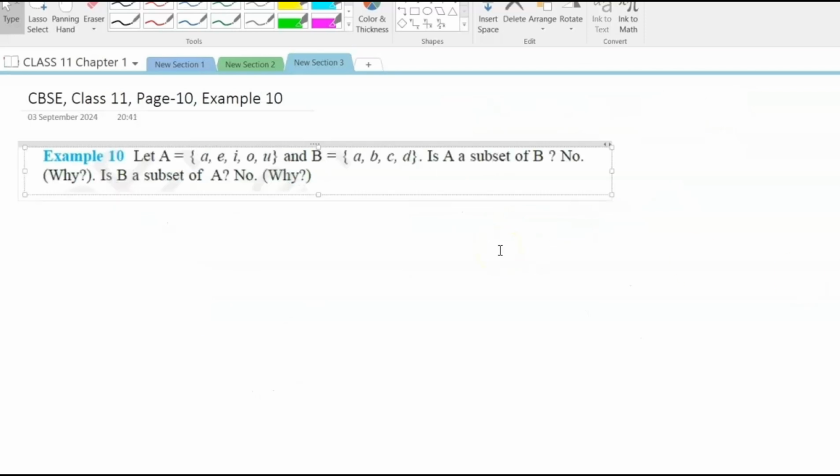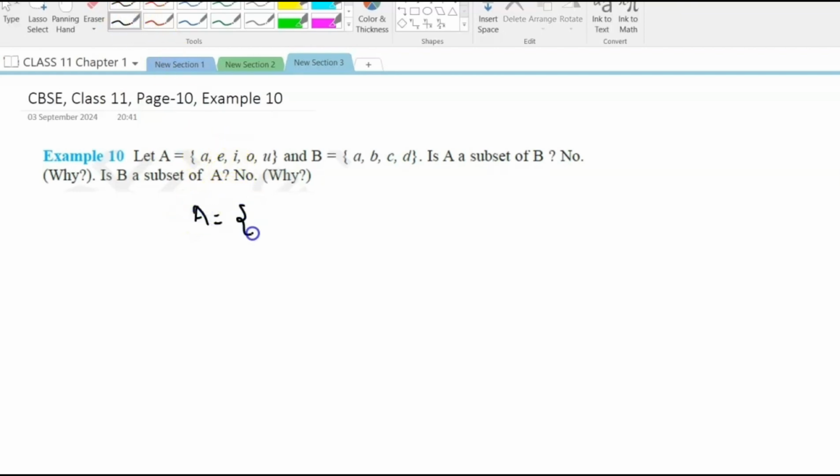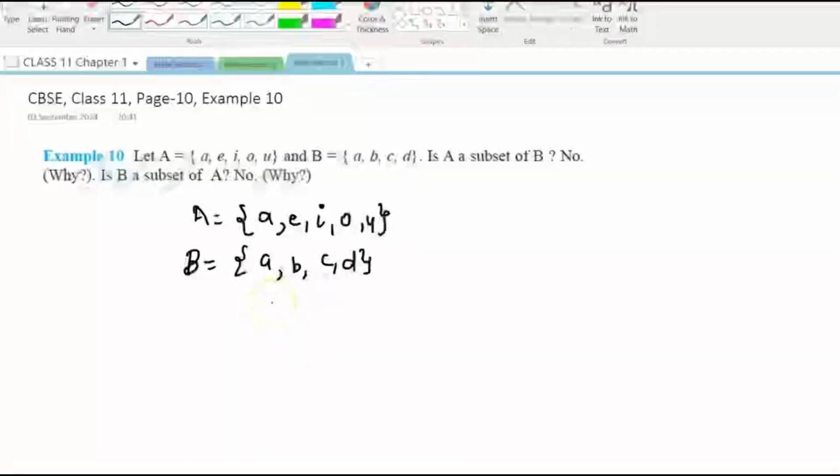Let's see the next example. So next is example 10. We have given a set A as A, E, I, O, U. Now we know this set very well. This is the set of all vowels in English. So A is given as A, E, I, O, U, and B is given as simply A, B, C, and D. Now the question is in 3 parts.